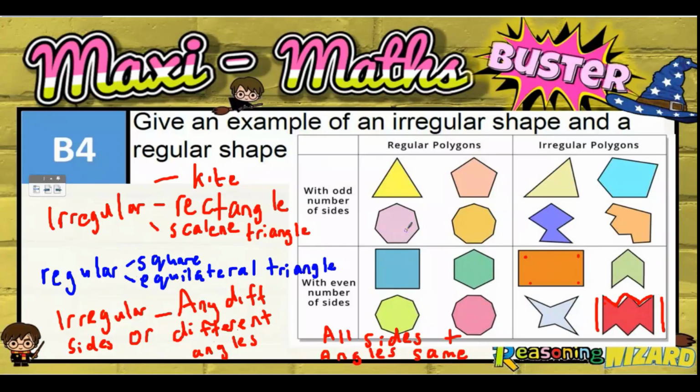And then you could say any regular shape, but you'd have to use the word regular. So you could say a regular hexagon to specify that you meant a six-sided shape. So this is a regular hexagon here, because all the sides are the same and all the angles are the same. So that's three examples of each there. Kite, rectangle, scalene triangle are irregular, and square, equilateral triangle, or regular hexagon are all examples of regular.